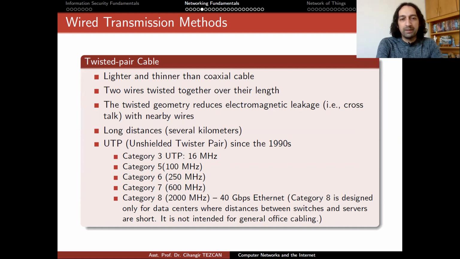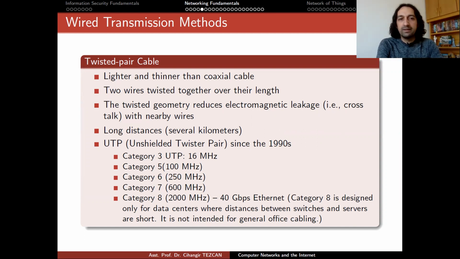The second one is the twisted pair cable. This is what we have used in Ethernet cables. Initially it was really slow, and people thought that this technology would fade away and that people would use fiber optic cables. But it turned out that twisted pair cables are really useful and very cheap compared to other systems. So most of the time we use twisted pair cables in wired transmission methods.